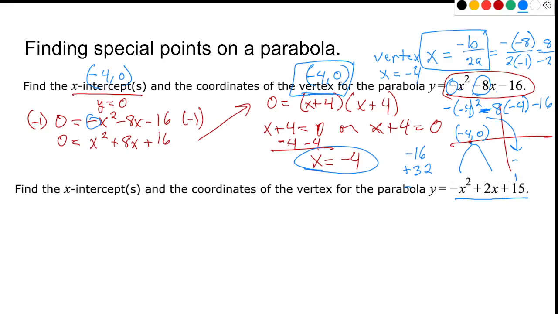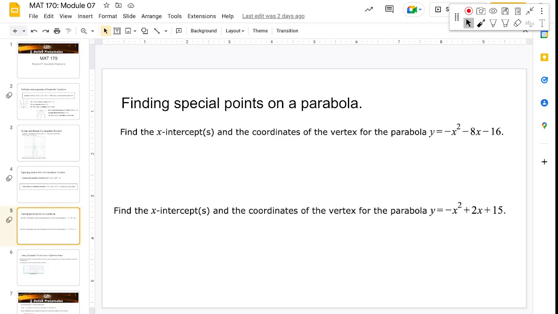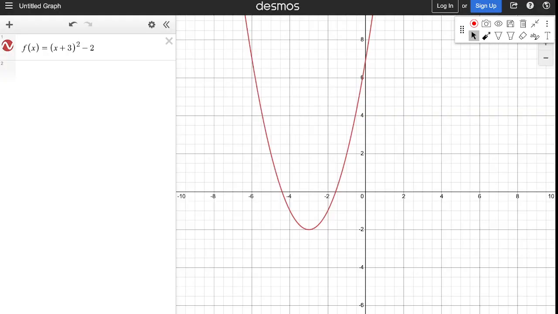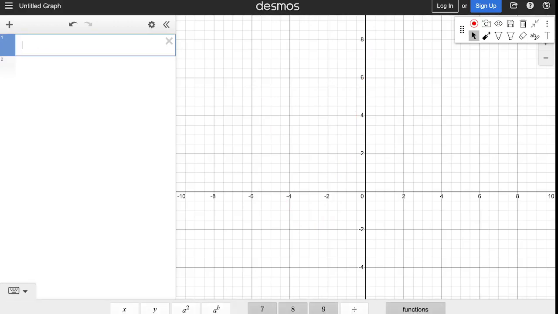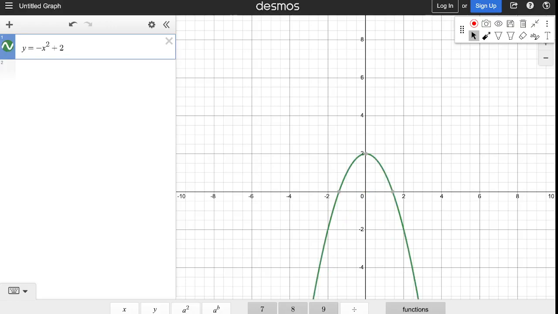So again, for this one, does it factor, 3 times 5? It might factor. It actually might factor. But in this case, let's go ahead and take a look at what it would graph as. So then we'll just do y equals, and we'll put in minus x squared. We know it's going to open downward because of this negative. So is it plus 2x, then plus 15.